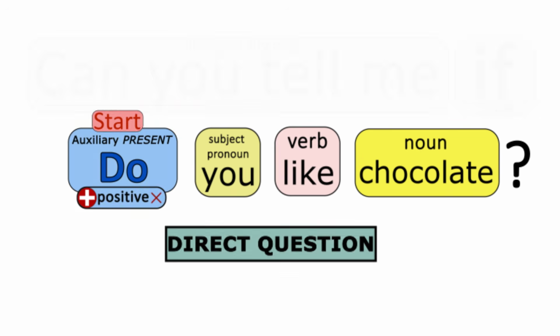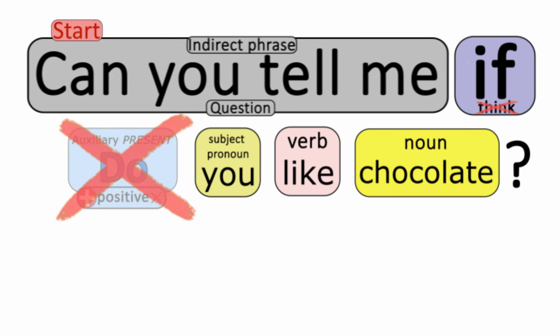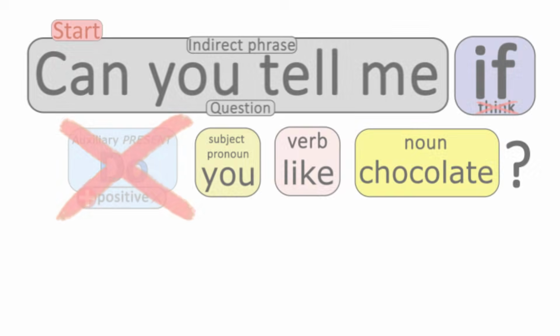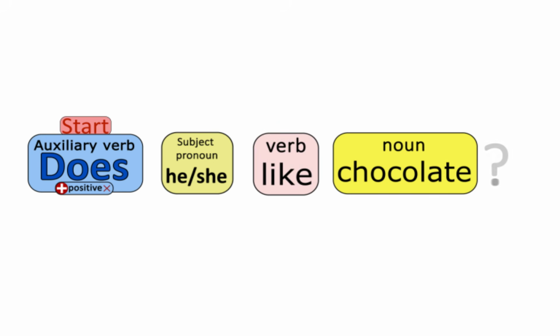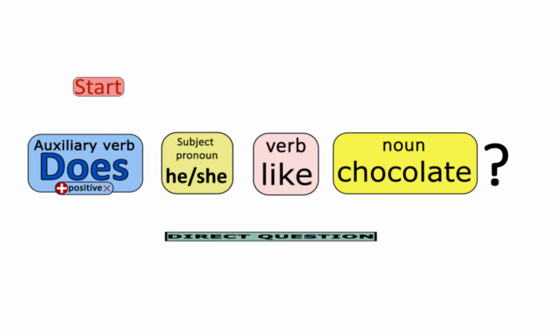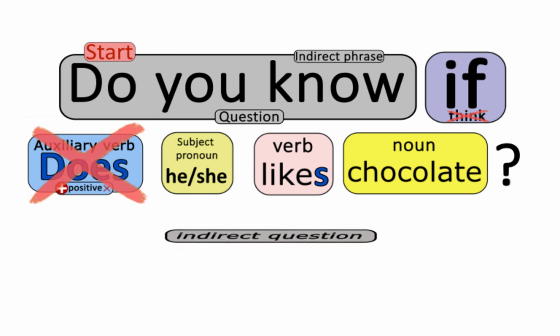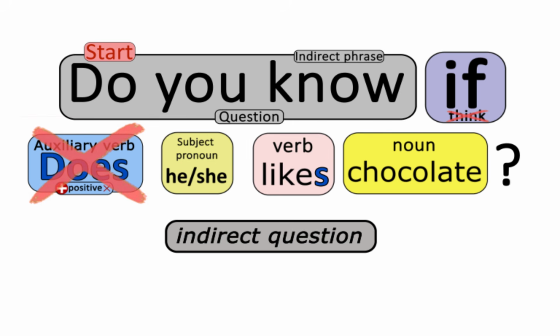Direct question with do in positive, indirect question, no do. Another example using the auxiliary verb do in positive could be, does he or she like chocolate? Direct question. For a more polite version, we could say something like, do you know if, omit do in positive, and now because we have the pronoun he or she, we take the S from the auxiliary verb and put it with the main verb. So we have, do you know if he or she likes chocolate?